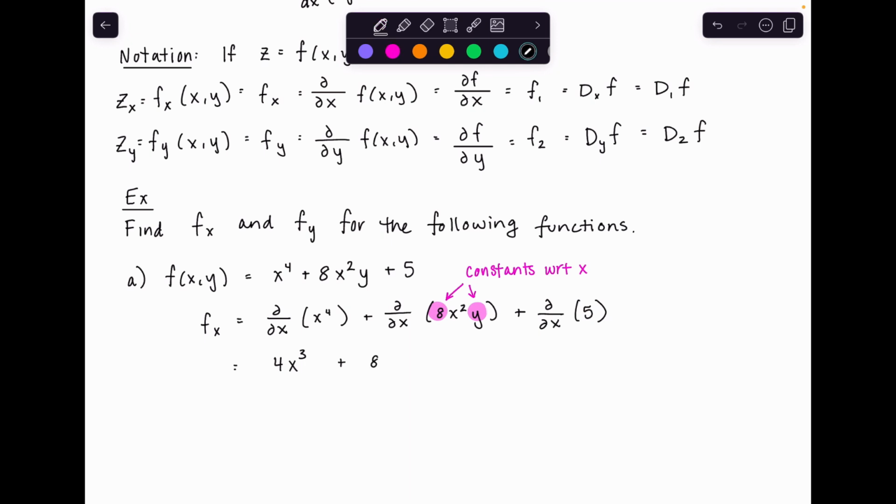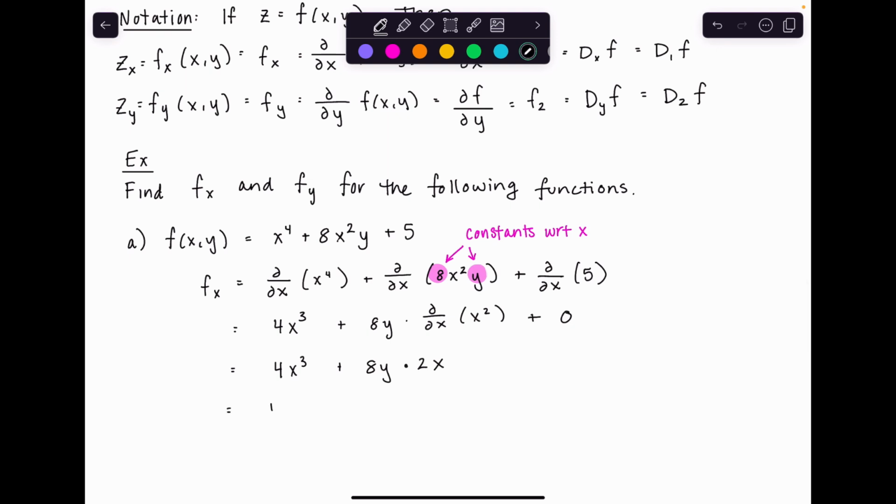So you can technically pop those right out, and instead you're going to take the partial with respect to x of x squared. And then the last piece, if I'm differentiating a constant, derivative of that is 0. Okay. So I've got one last step then. If I take the derivative with respect to x of x squared, that is going to be 2x. So ultimately, the partial with respect to x is 4x cubed plus 16xy.